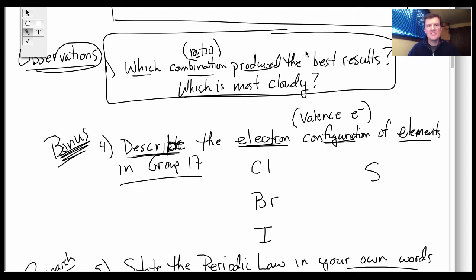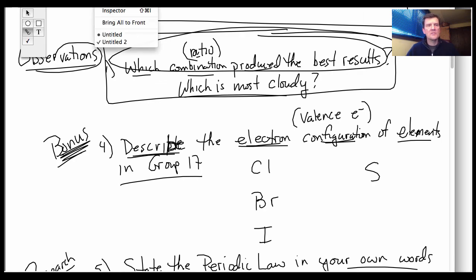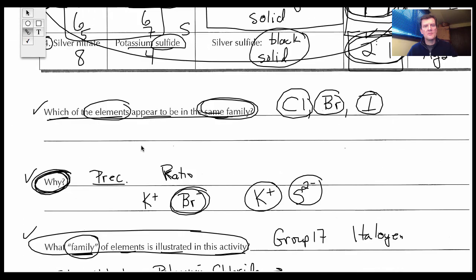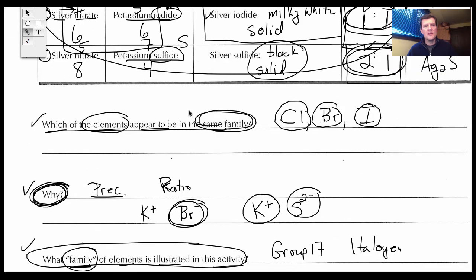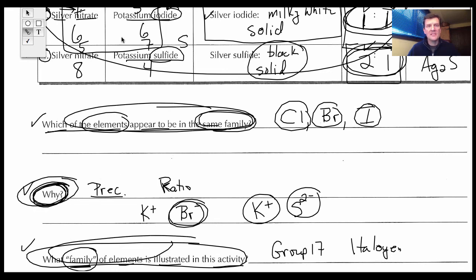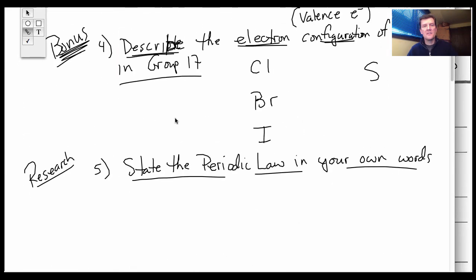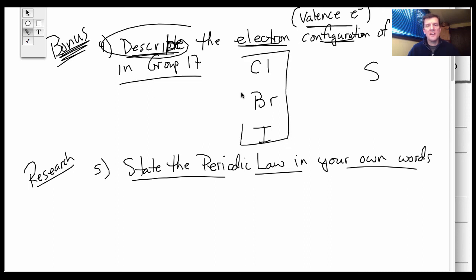And from those observations, we were able to conclude which combination had the best results, and we also answered which elements appear to be in the same family and why, and then what family is that. And then we added on a little bit there in that I ask you to describe the valence electrons of these elements in the same group as compared to sulfur, what makes them similar, and state the periodic law. State the periodic law. Okay?